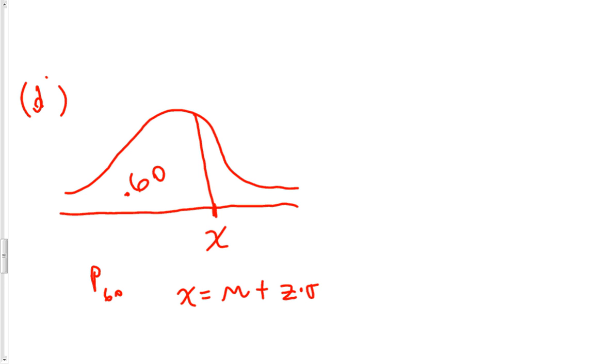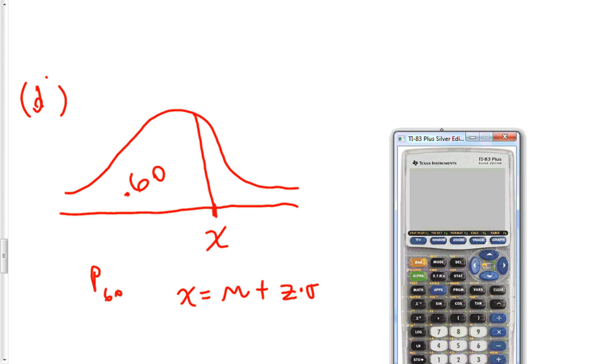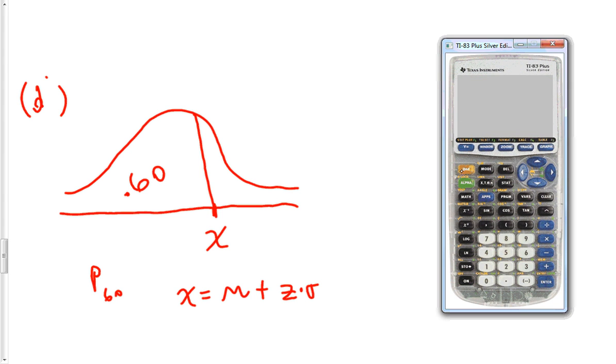So let's take out our calculator, and we're going to find that z-score with the inverse norm. So second, and we're going to go to distribution. Oops, let's turn it on first. Clear this. Second, we're going to go to distribution, then we're going to go to inverse norm this time. And we're going to put in the area to the left of the z-score, which we want. And let's draw that picture.